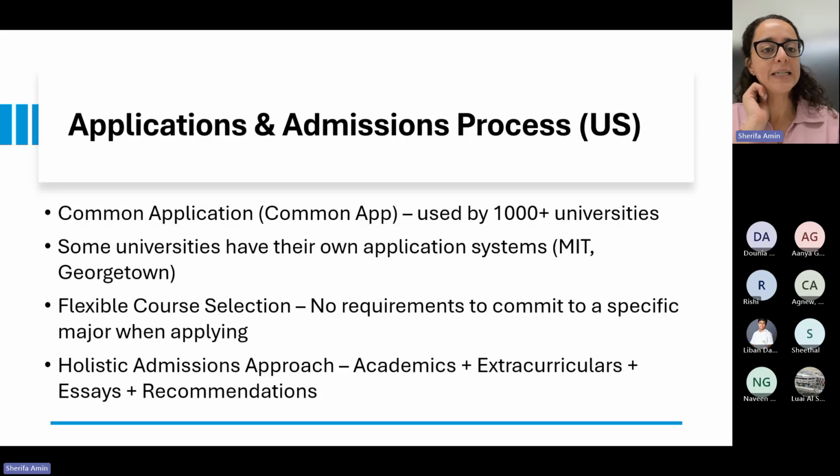Another key difference is that the US universities use something called a holistic admissions approach. And I'm going to get into that in detail in my next slide. But basically, it means that they evaluate applicants beyond just their grades. So they don't focus primarily on academics, but they consider the whole student. They will look at their achievements outside of the classroom, their personality, what potential contributions they can have to the university community. They want to see what they will bring onto campus.